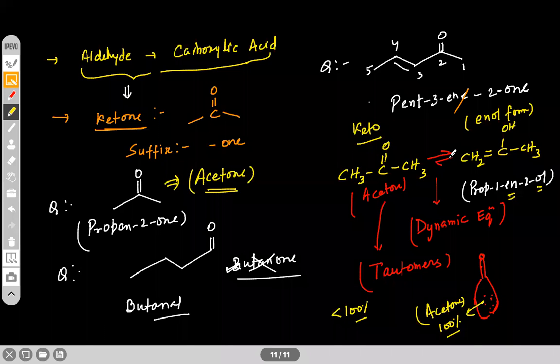It depends again, Harshini. If the enol form is very stable, far more stable than the keto form, then the keto converts into enol completely, 100%. So it depends upon the stability of the two. The one which is more stable will exist more; its composition will be more. Suppose you have started with acetone, 100%. But if this form is more stable, then the composition of this will be more in the mixture.